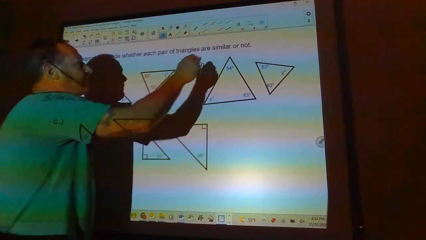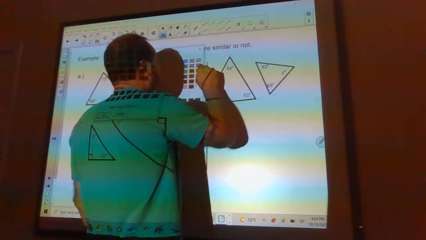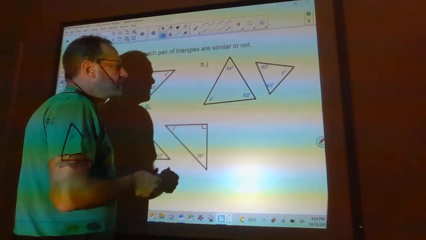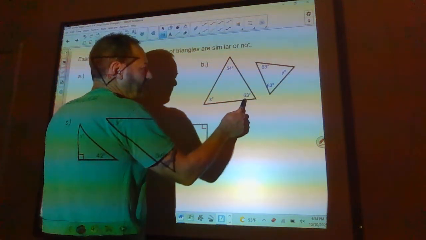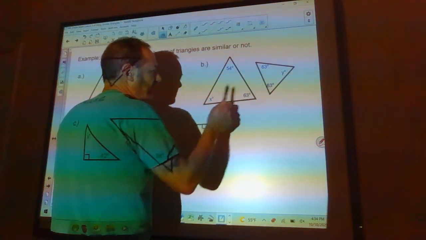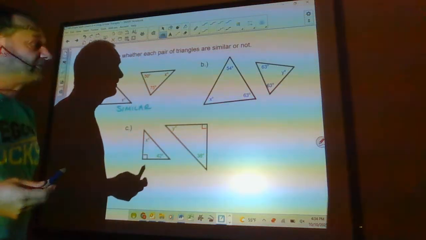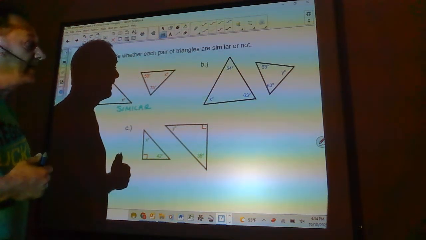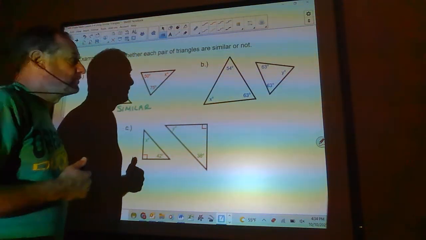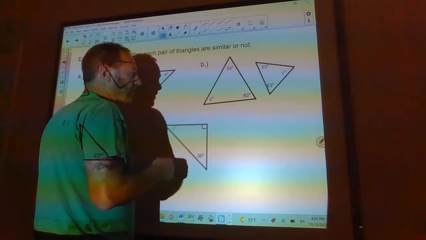All right, let's check this one now. So I've got a 63-degree angle, and I've got a 54-degree angle here and a 63-degree angle here. Okay, so what I've got to do is figure out the third angles in both of these to see if they're all the same.